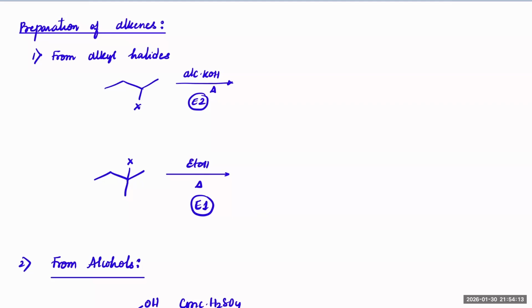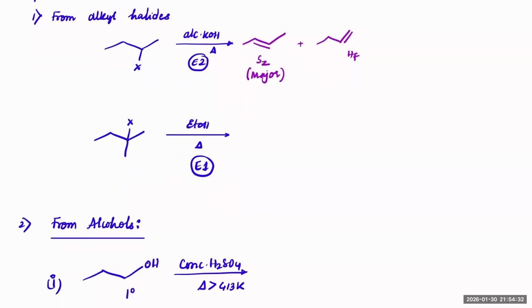From alkyl halides, we learned that using alcoholic KOH, we can get alkenes as products, with a double bond here and a double bond here. This is Saytzeff, this is Hofmann, and Saytzeff is the major product. If you take EtOH, this is a weak base, which favors the E1 mechanism. So a carbocation is formed. It is already at a stable carbocation position, so it can get a double bond here or here. This is Saytzeff, this is Hofmann, and this will be major.